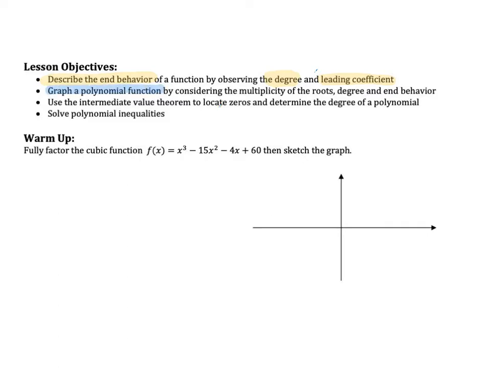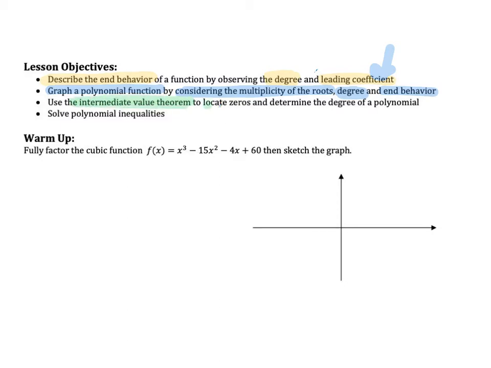So you're going to eventually sketch graphs of these polynomial functions, and you're going to do that by considering the multiplicity of roots. That means, is it a double root? Is it a triple root? Is it a single root? You're also going to take into consideration the degree of the polynomial, and that degree allows you to describe what its end behavior is, and the leading coefficient, of course, will also have a little part of that.